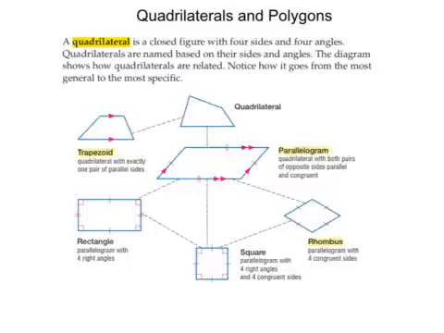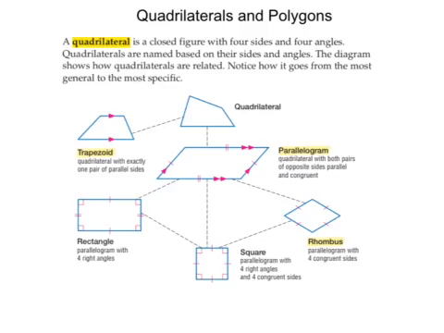So we're going to look at quadrilaterals and other polygons and look at how we can classify them. A quadrilateral is a closed figure with four sides and four angles. That's all it has to be for it to be a quadrilateral: it has to have four sides and four angles. Quadrilaterals are named based on their sides and their angles, and the diagram below shows how quadrilaterals are related and also how they're named.